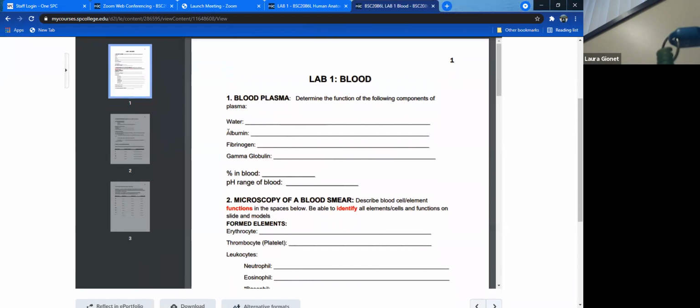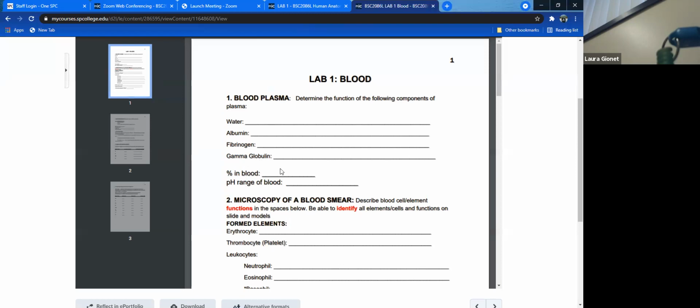Okay, so I'm going to go up to the top here, and this is where we have our first lab. So this includes all the exercises and tells you whether you are to just identify or know functions or something about this particular topic or exercise. And the first one is blood plasma. So here it asks you to determine the function of the following components of plasma: water, albumin, fibrinogen, gamma globulins, and the percent of blood plasma found in blood. What is blood? It's 55%.